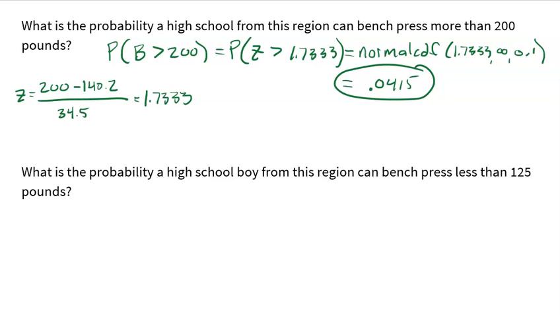All right, next question. What is the probability that a high school boy from this region can bench press less than 125 pounds? All right, let's walk through the process again pretty quickly here. We're trying to find the probability that the bench press is less than 125 pounds.